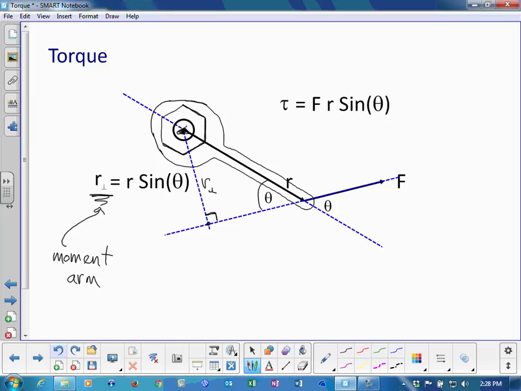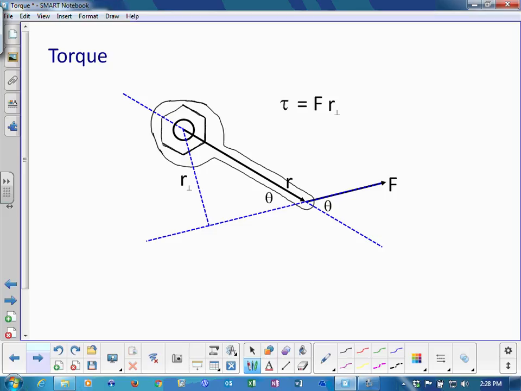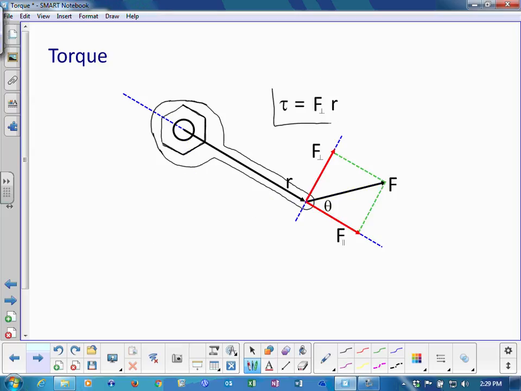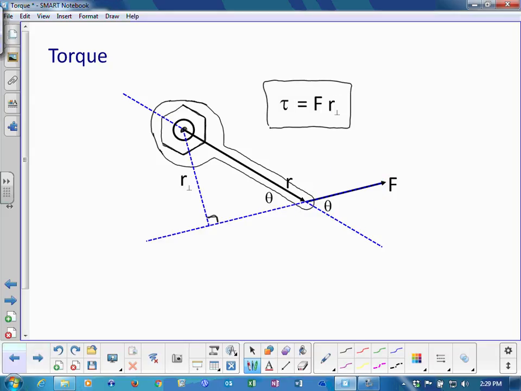Okay. And so now we can express our torque as being equal to the magnitude of the force times the moment arm, or times the perpendicular distance from the pivot point right here to the line of action of the force. Okay. And so that's another way of expressing the torque. So we have two ways. We can say the torque is equal to the perpendicular component of the force times the length of the moment arm, or we can say it's equal to the magnitude of the force itself times the perpendicular distance from the pivot point to the line of action of the force.